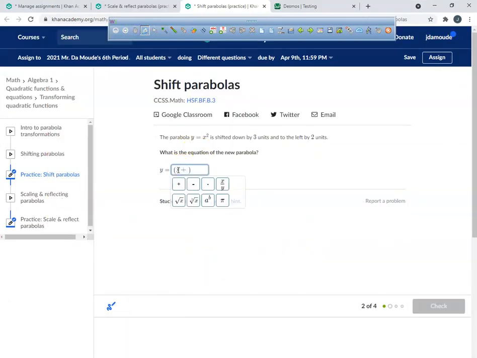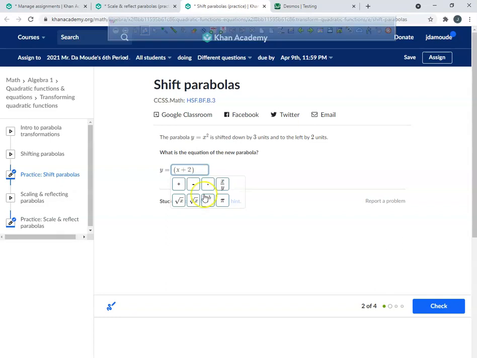x plus 2. There's a little power. Gotta go to the outside of the parentheses. That's important. Squared, and then down what? Down 3? Minus 3, whoa, not cube. Square. Come on. Right there.